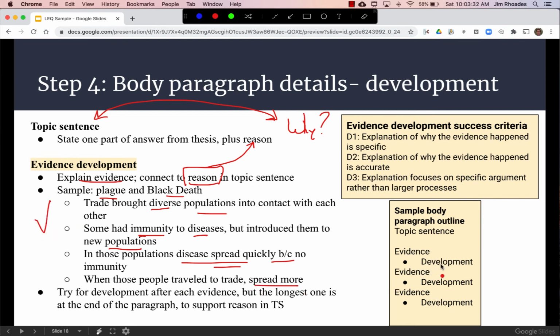I want to try to do it after each evidence, but what I've found is that the last place you have evidence in your body paragraph is the longest one that really makes that connection to the reason. So you can do a little mini right after the evidence and then the long one at the end. And we'll see that with an example paragraph we have.